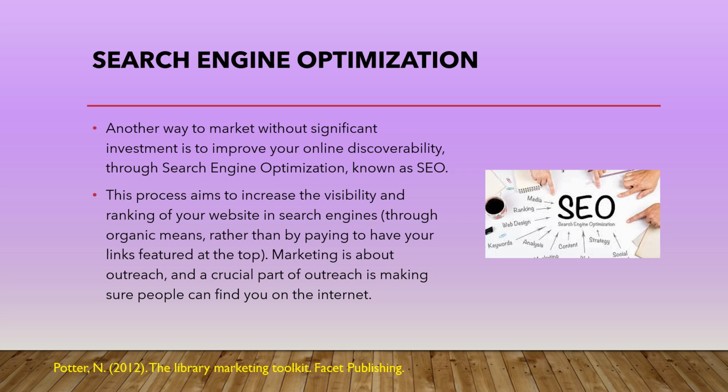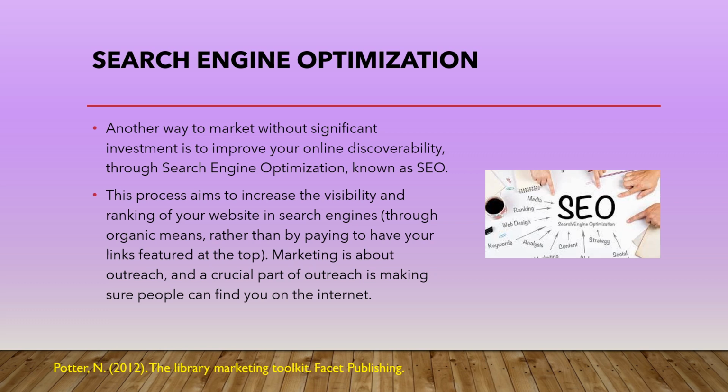The second subtopic under the introduction to online library marketing is search engine optimization. Another way to market without significant investment is to improve your online discoverability. So basically, search engine optimization is a way to make your website discoverable by the library users. This process aims to increase the visibility and ranking of your website in search engines without paying to be featured at the top.